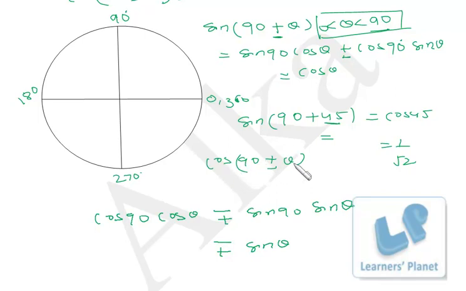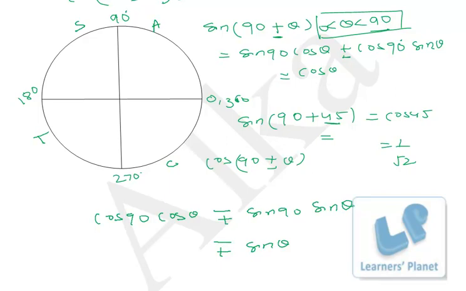See, cos 90 plus theta, that means you are talking about the second quadrant, right? And in the second quadrant you are getting minus sin theta. That means precisely cos in the second quadrant is negative, I already told you and I have proved it over here. So cos 90 plus theta is minus sin theta, and cos 90 minus theta is plus sin theta because cos 90 minus theta is in the first quadrant. So the things become simple.